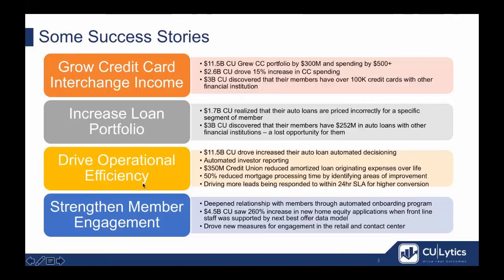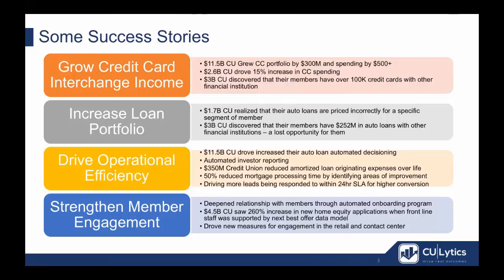A good example on the operational efficiency side is another credit union which drove their auto loan automated decisioning by looking at those loans where the decision was not done automatically, but was being redirected for manual decisioning. But 99% of those manual decisions were either approved or declined based on certain criteria. They used that as a feedback loop to further refine the decisioning process, so they were able to make automated decisions on more of those loans.